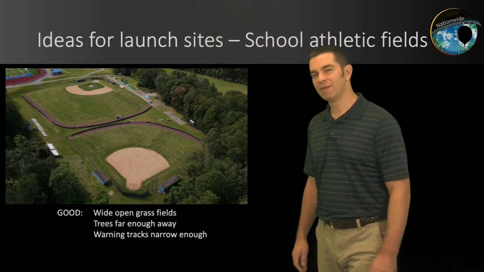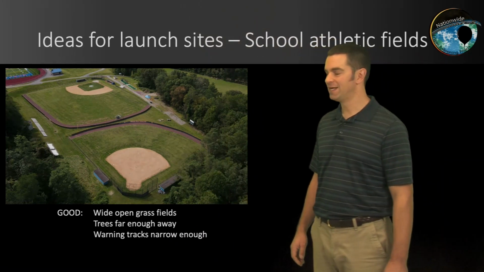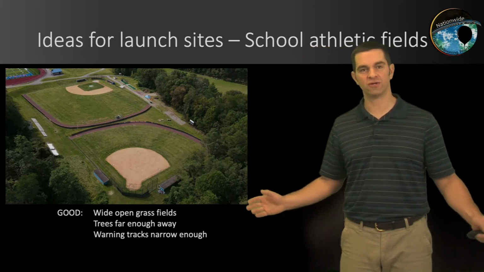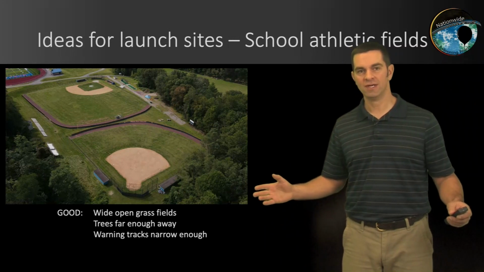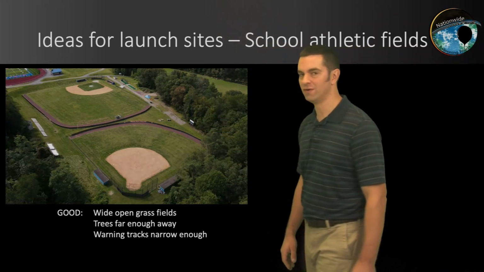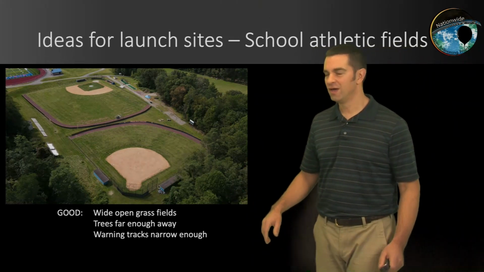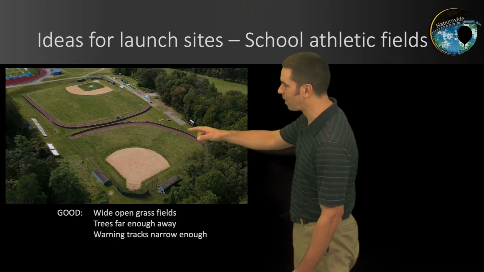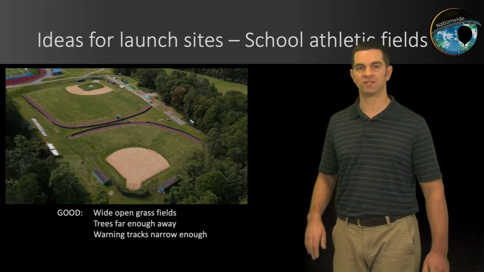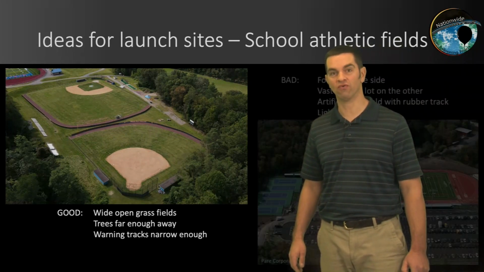All right, here's some ideas of some great places to set up your launch site. Athletic fields are terrific, right? They're big, grassy areas, so no matter what part of the country you're in, if you can find a good grass softball, baseball, football field, that should be terrific. The trees are far enough away. In this case, the warning tracks are small enough, and so are the fences, that that's not a big deal. Again, just make sure that the surface weather station is located 10 meters away from those, and those are great.